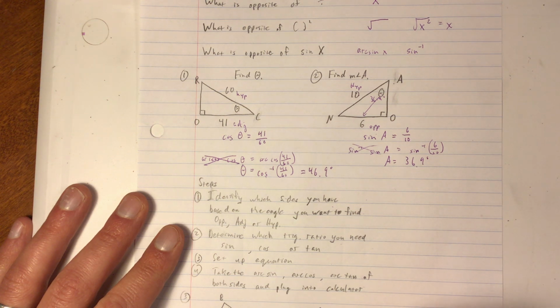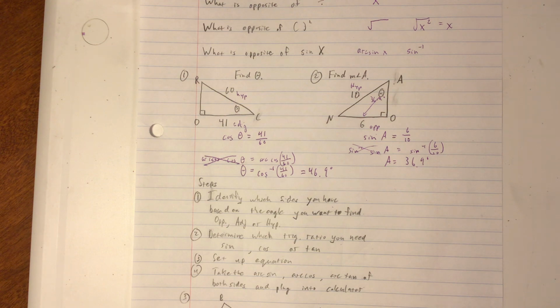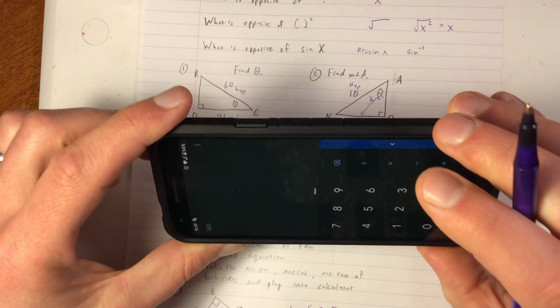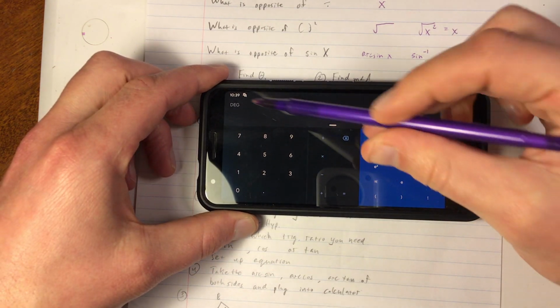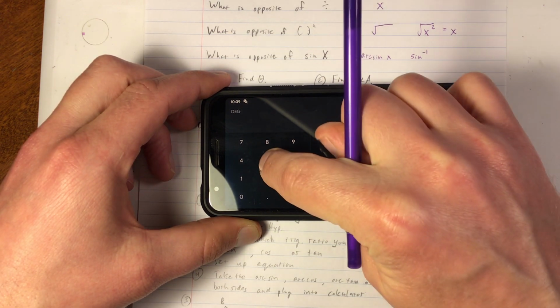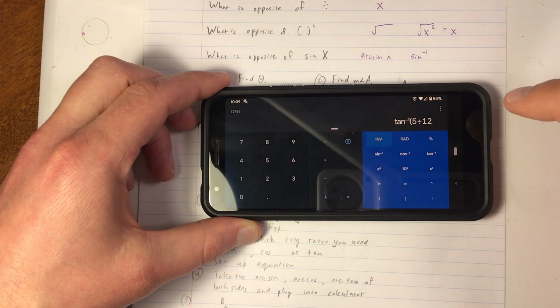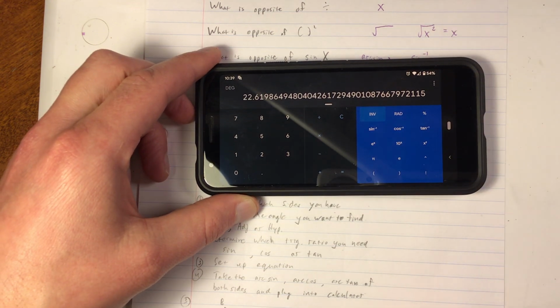So C is the arctangent of 5 over 12. So then we just grab our calculator. Turn mine sideways. Again, making sure it's in degrees. There's arctangent right there. Arctangent of 5 divided by 12. Close the parentheses around that. Hit enter. That means this angle right here is 22.6 degrees.